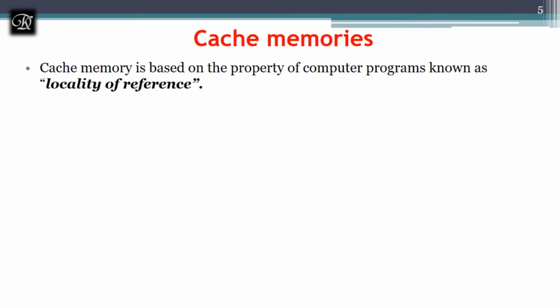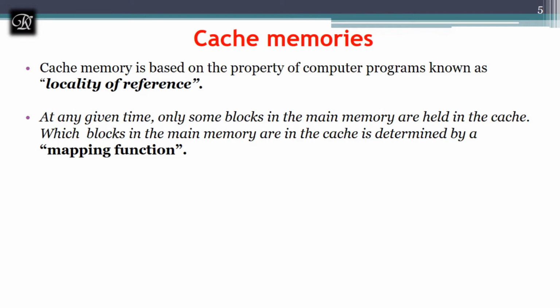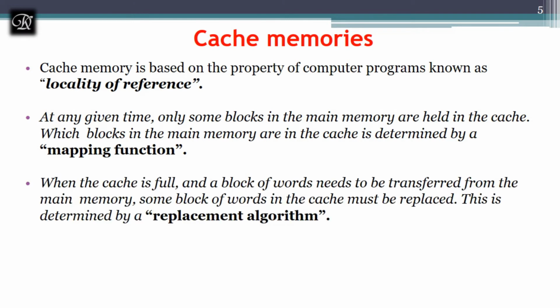Now we will see that cache memory is based on the property of computer programs known as locality of reference. Locality of reference has two types, which we'll discuss in the next slide. Before that, we'll see the definition of mapping function. At any given time, only some blocks in the main memory are held in the cache, of course, because cache is smaller than main memory. Which blocks of the main memory are in the cache is determined by the mapping function.